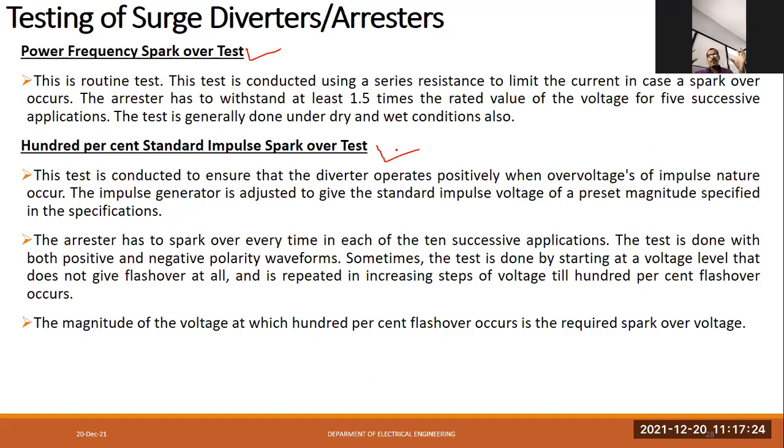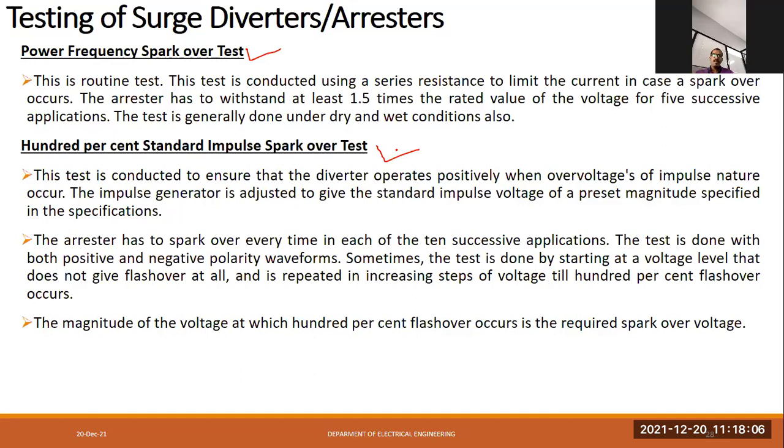Suppose there is a spark over on the arrestor; every time we take 10 samples, or we test the test object 10 times. And we consider both polarities, the positive polarity as well as the negative polarity. This test should start at a voltage level which does not cause a flashover at all, right? Then we keep increasing the voltage, again increasing, again increasing, until 100% flashover occurs. In this way we can conduct the test on the arrestor.